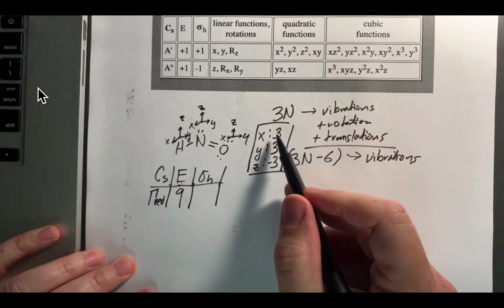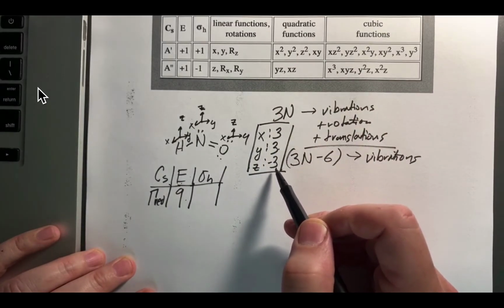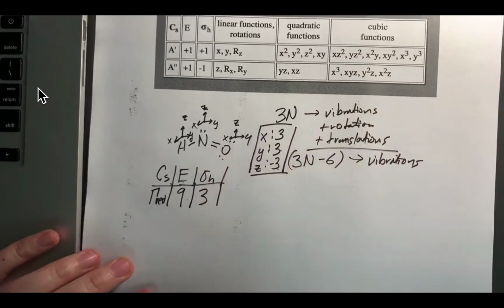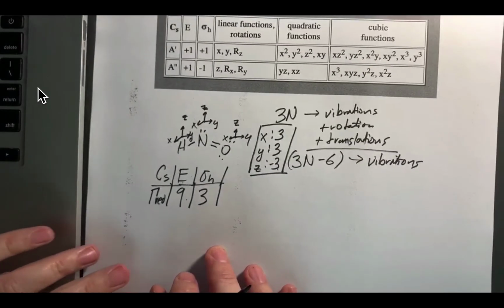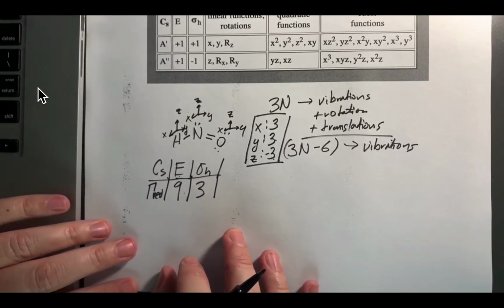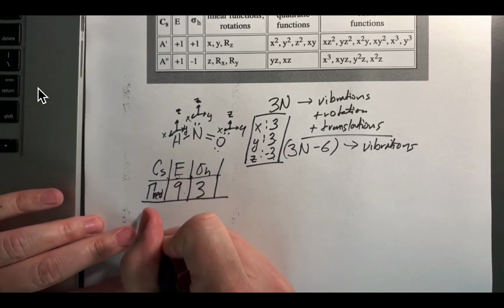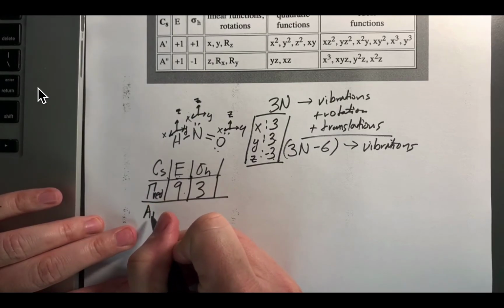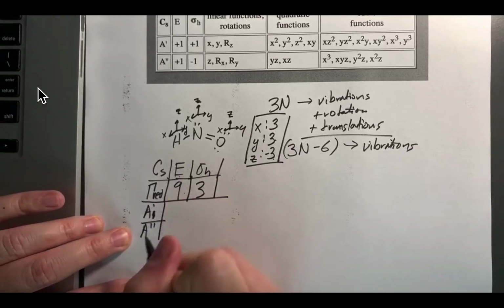So I sum this then to get the total character. 3 plus 3 is 6, -3 is 3. Okay, 9 and 3 is the character of this reducible representation. Well, I have to do some work to work out this reducible representation. It's going to be some number of A prime and A double primes from the character table.